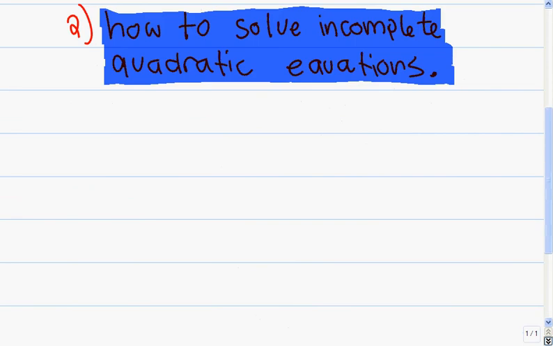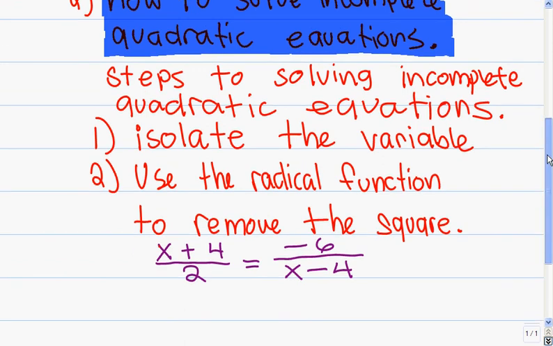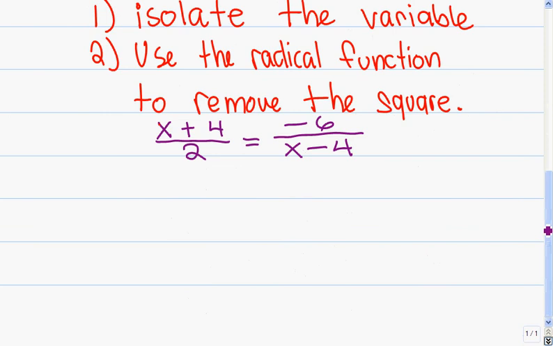The second thing you need to know before you do the checkup is how to solve incomplete quadratic equations. Okay, these are the steps of solving an incomplete quadratic equation. The first step is that I've got to isolate the variable. After I've isolated the variable, I've got to use the radical function to remove the square. So let's do this problem here. I've got to isolate the variable.